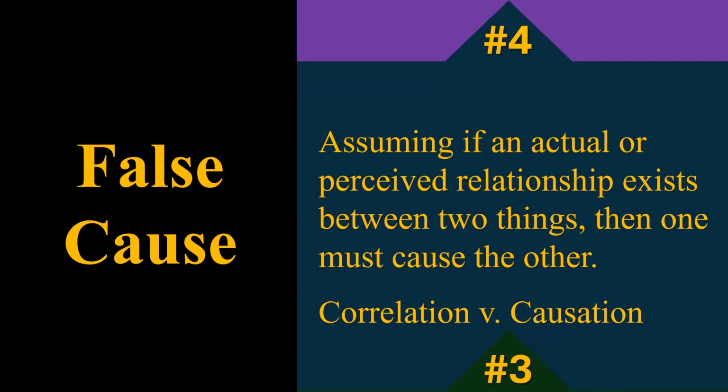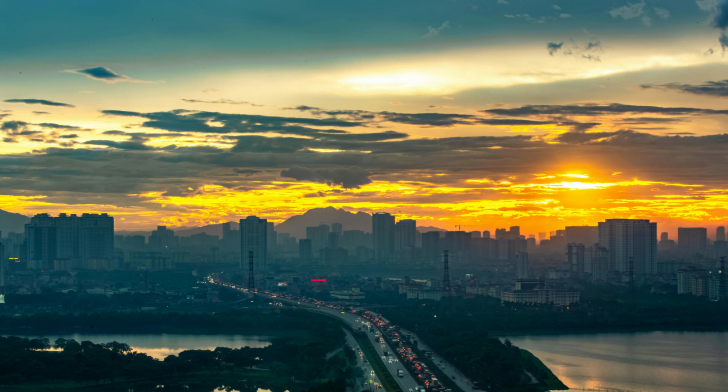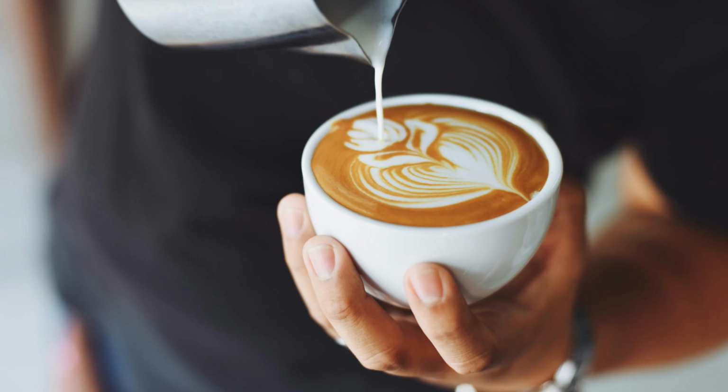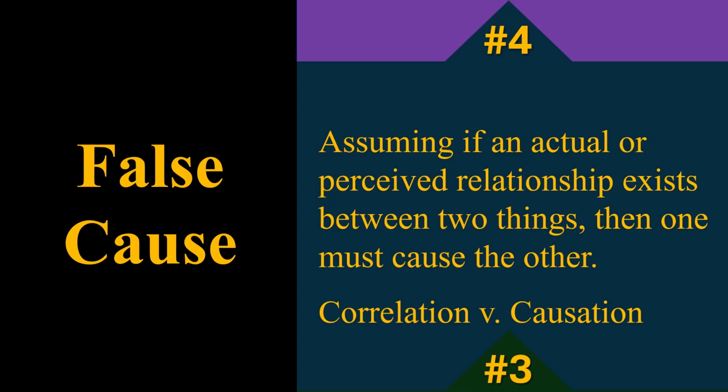Number 4, the false cause fallacy. The false cause fallacy happens when someone assumes that because there is a relationship between two things, one of those things must be causing the other to happen. This is usually talked about in terms of confusing or conflating correlation with causation. I think an example will be helpful here. Think of the following statement: the sun rising causes people to drink coffee. Now, hopefully you know that that is not true. The sun coming up in the morning does not cause people to go drink coffee.